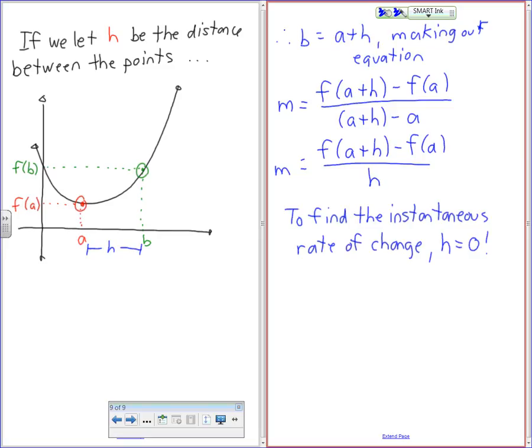Yes? What did you do from that first line to the second? Sorry, so thank you. All I did for this, I just expanded the brackets, right? A minus a cancels, right? Just with h.